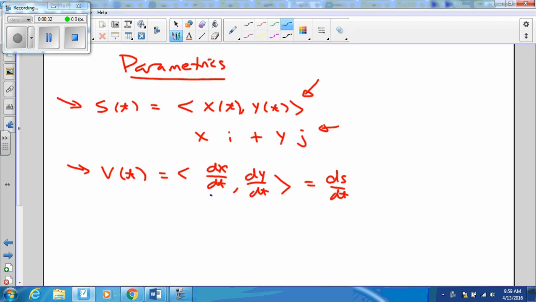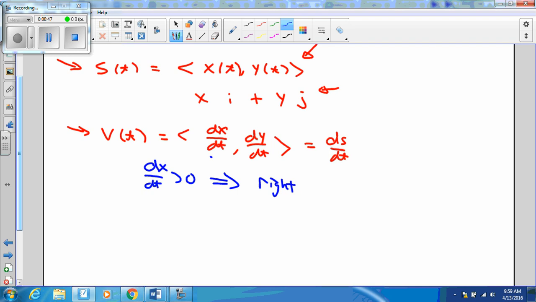If we examine each component separately, then the sign of dx/dt will tell me about the motion in the x direction. So for example, if dx/dt is greater than 0, then that implies that the object is moving to the right. And if at the same time dy/dt is, let's say, less than 0, then that implies that my object is moving down. And if both of these are true, then the object is moving to the right and down. So we can say that the motion of the object would be something like that.